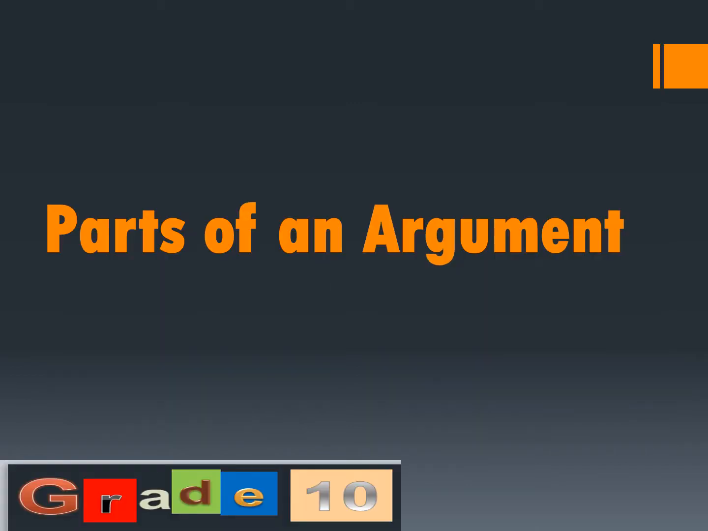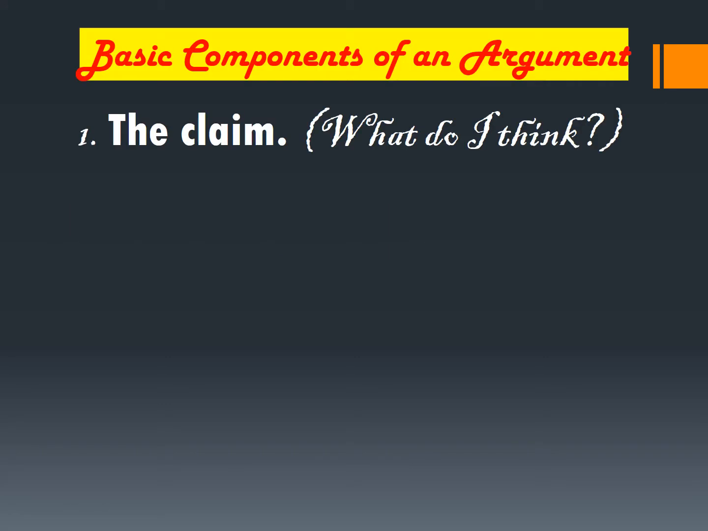Let's now discuss the parts of an argument. The basic components of an argument are 1. The claim. This component asks the question, what do I think? Let's say, for example, you are going to point out that you are against abortion. So you need to be clear that what you think is the negative points of abortion. Let's say, for example, you're going to mention abortion kills lives. So that is actually a claim of what abortion is.